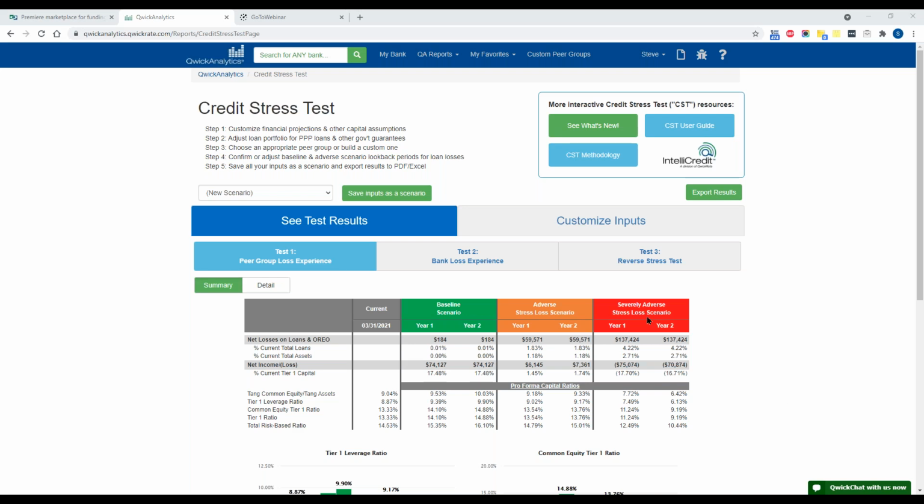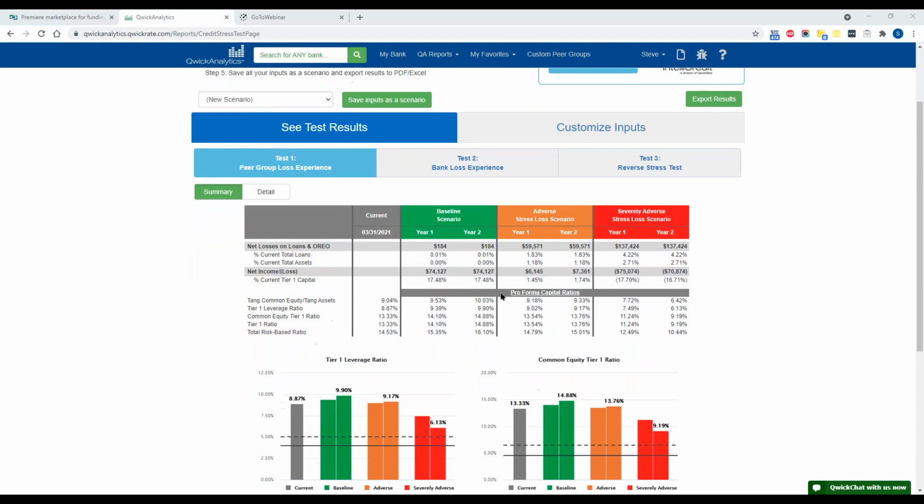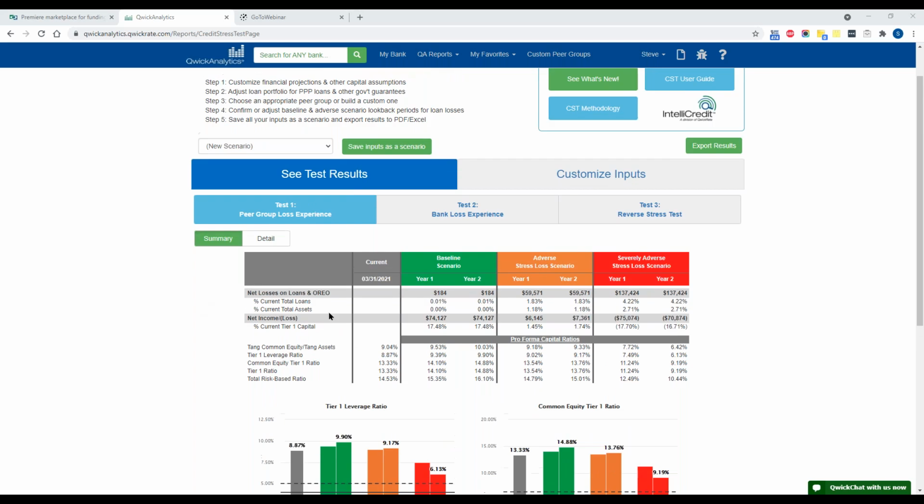When we first pull up the tool, we're right in the executive summary of the results section, and we'll come back to this executive summary and these results once we've walked through what the inputs of the tool look like. I'll also walk you through what each of the three tests are. As Sean alluded to earlier, we run three completely separate and independent tests as part of the credit stress test. The first test is what we call the peer group loss experience.